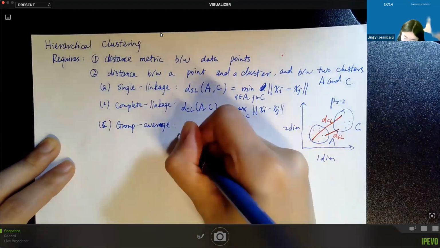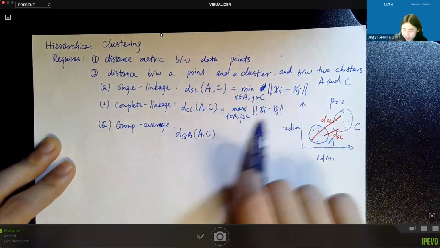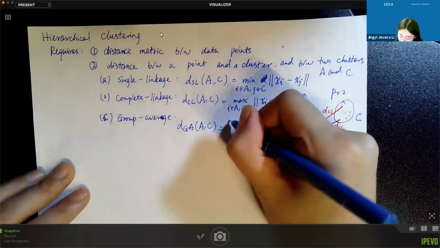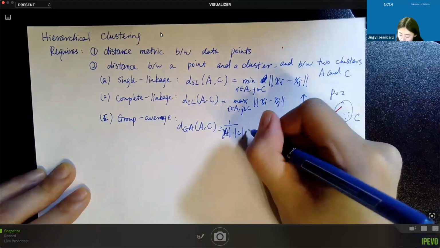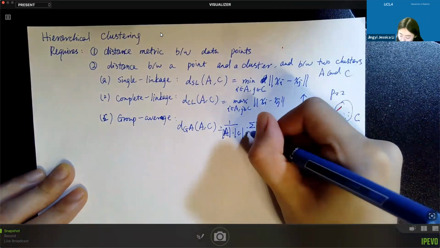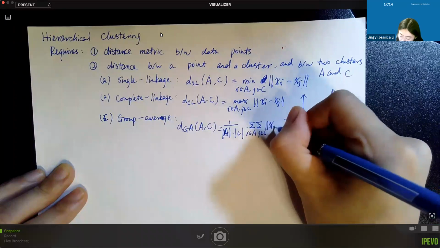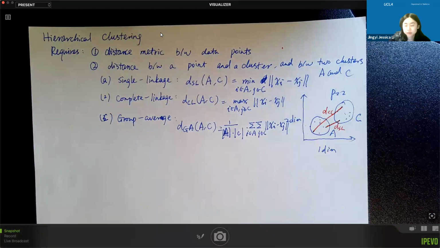So this is to take the average of all the points in A and all the points in C. I'm just going to do the double sum, size of A, size of C, I in A, J in C, and I take the average of pairwise distances. So we have three different ways of defining the distance between two clusters, and as you can imagine, they will give you different results.